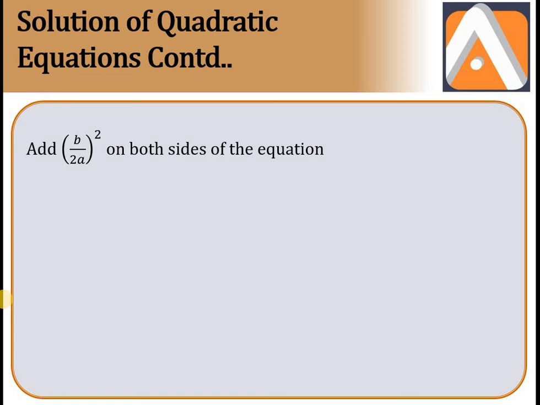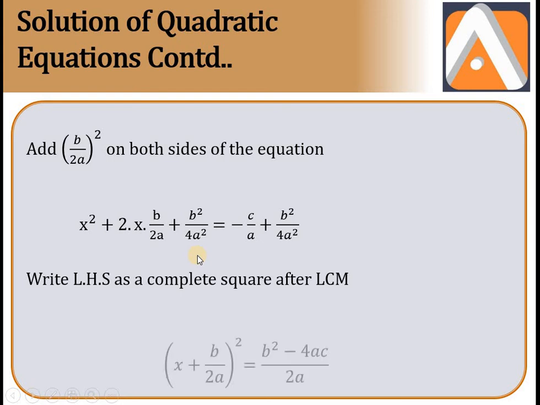Now on both sides I am adding b by 2a whole square. You probably remember this term: b, the middle term coefficient, by 2 into the first term, whole square. This term is added on both sides, so b square upon 4a square here, and also b square upon 4a square there. Now this entire left term is in the form of a square plus 2ab plus b square, which becomes a plus b whole square. On the right side, take the LCM. So you will get x plus b by 2a whole square is equal to b square minus 4ac upon 4a square.